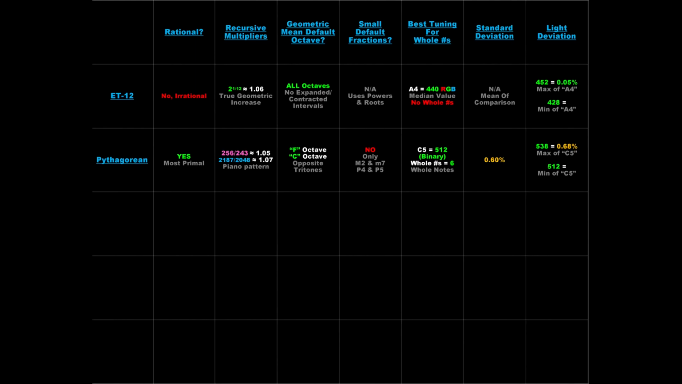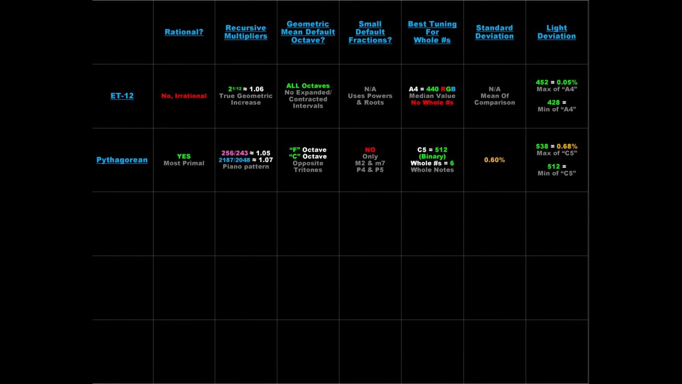Does it use small default fractions? No, it does not. Only the major second, minor seventh, perfect fourth, and perfect fifth have what I would call small default fractions. All those other default fractions we saw go all the way up to 256 over 243. That's kind of a big fraction. Not impossible, but certainly unwieldy.